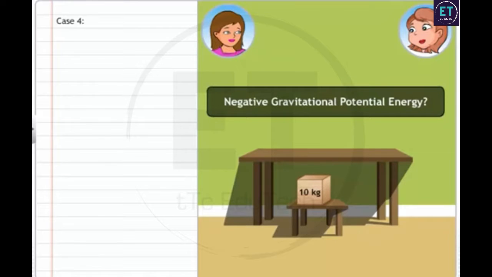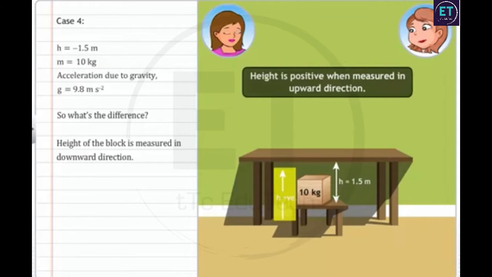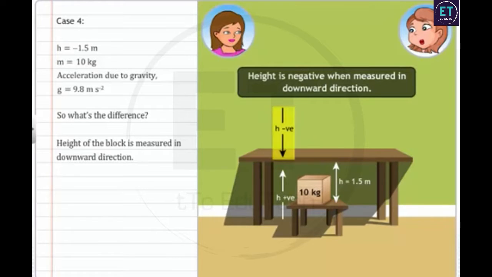As you can observe, the value of the height of the block with respect to the table is the same as that in the second case, which is 1.5 meter. Even the value of acceleration due to gravity and mass of the block remains constant. The difference in this case is that the height of the block is measured downwards. Unlike the first 2 cases, where the height of the block is measured in the upward direction. When height is measured in the upward direction, it is considered positive. However, when measured in the downward direction, height is considered negative.